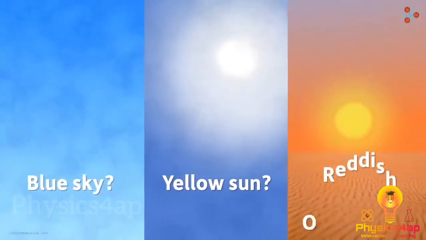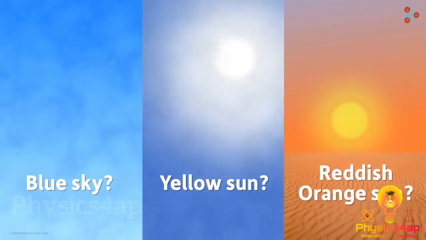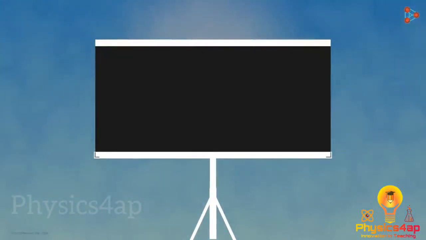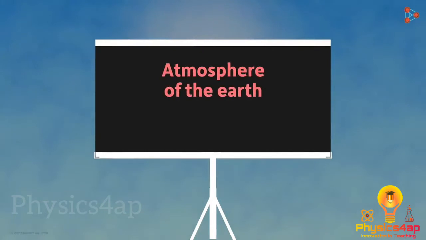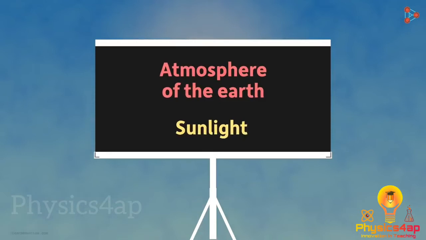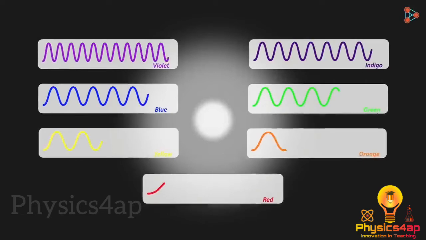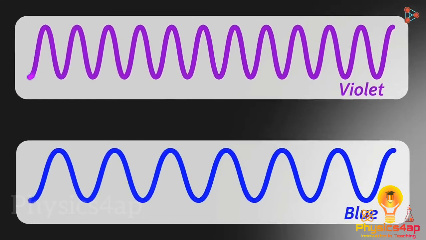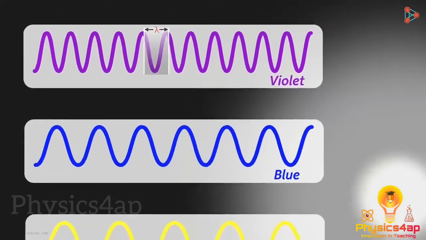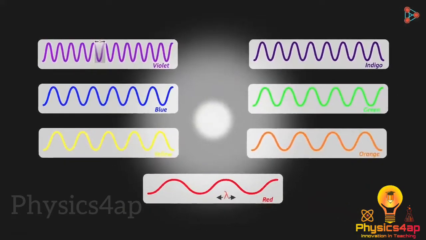Now it's time to discuss the blue sky, the yellow sun or white sun, and the reddish orange sun. Before going to this, we need to discuss two important things: the atmosphere of the earth and the sunlight. These two play an important role here. Let us discuss the sunlight. The sunlight, white light, is a combination of the 7 colors, and each color has a specific wavelength, with violet having the lowest wavelength and red having the highest wavelength.